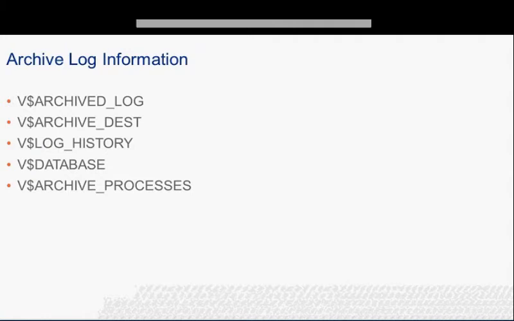We can view information about the archived log files by using the following views. V$ARCHIVED_LOG displays the archived log information from the control file. V$ARCHIVE_DEST, for the current instance, describes all archive log destinations, the current value, mode and status. V$LOG_HISTORY contains log file information from the control file. V$DATABASE shows the current state of archiving. V$ARCHIVE_PROCESSES provides information about the state of the various ARCn processes for the instance.